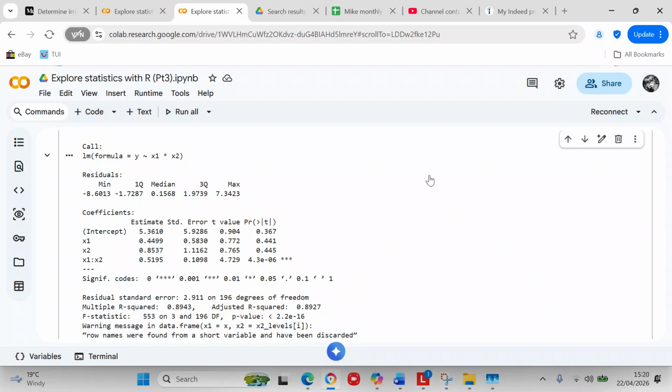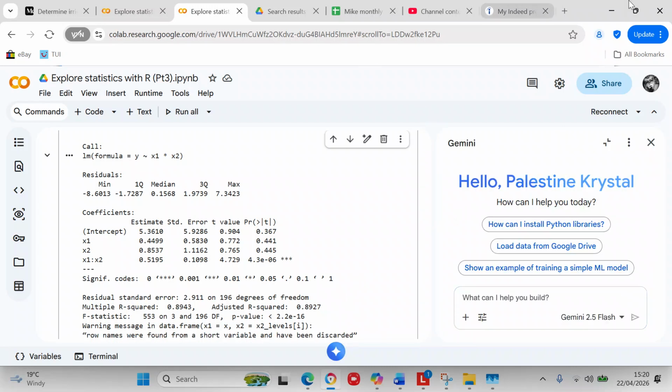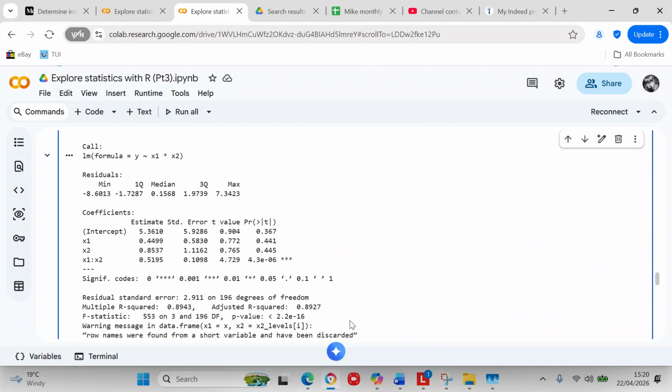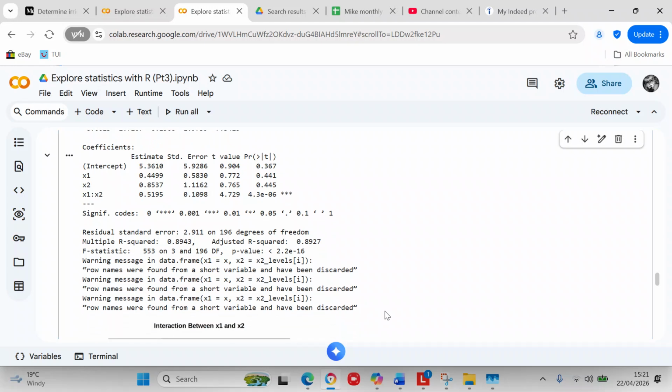You have your significant codes, and then you have your residual standard error is 2.911 on 196 degrees of freedom. You have multiple R squared is 0.8943. Adjusted R squared is 0.8927. You've got your F statistic is 553 on 3 and 196 degrees of freedom. And you've got your p-value, which is a really low value. And then we've also got some warnings.